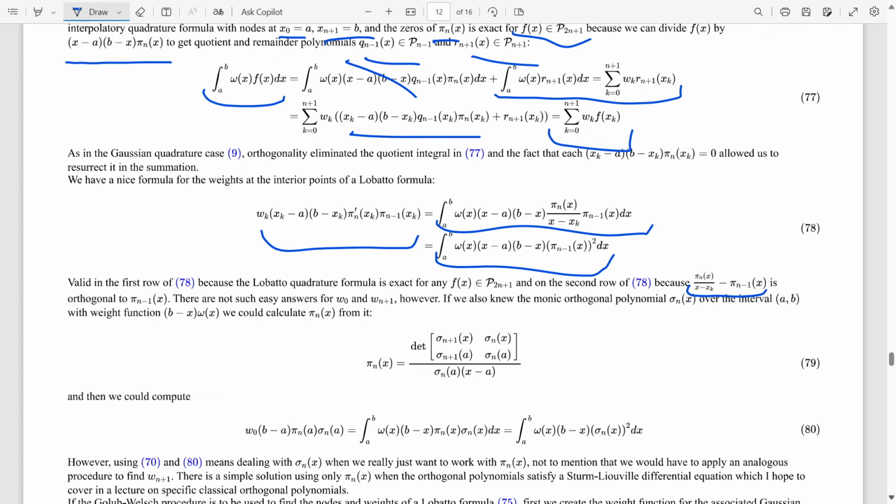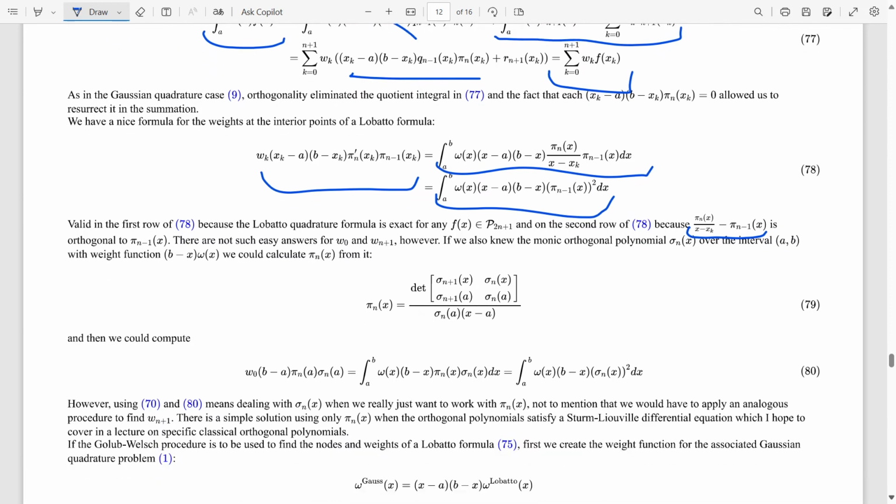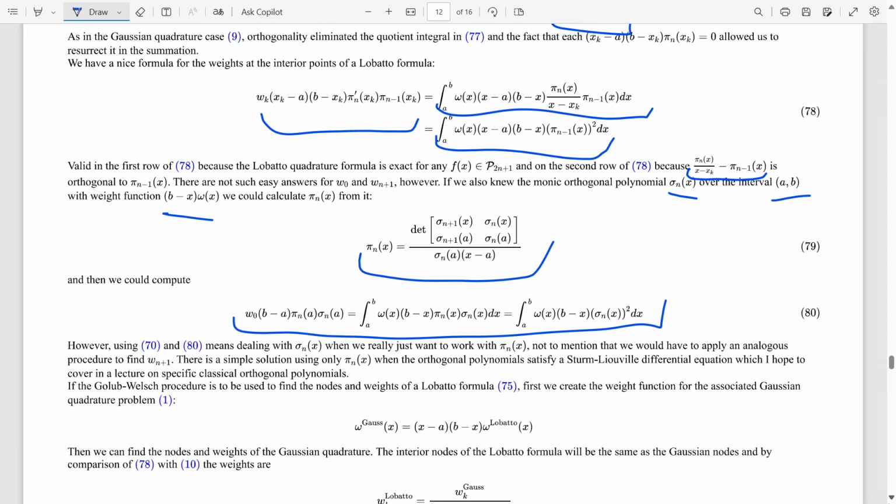Now, had we started with sigma n of x orthogonal over the open interval from a to b with weight function (b minus x) omega of x, we could get this, defining pi n of x, and then we could find w naught by a normalization integral. However, this is unsatisfactory if only because we would have to do this all over for wn plus 1. There's a simple solution using only pi n of x for the Jacobi polynomials.